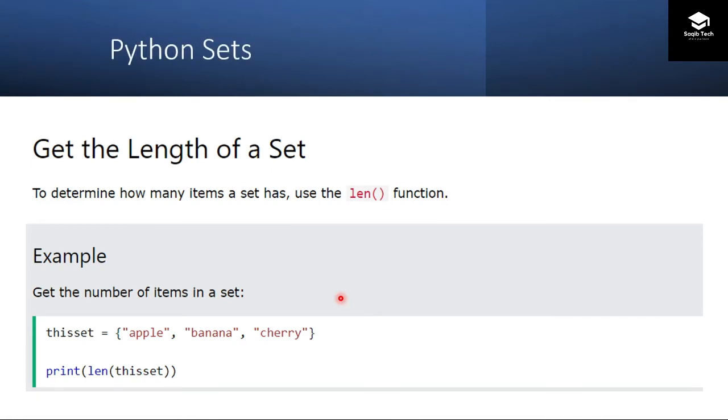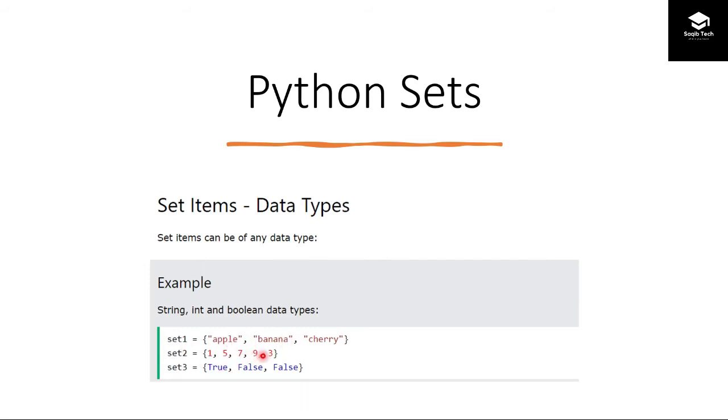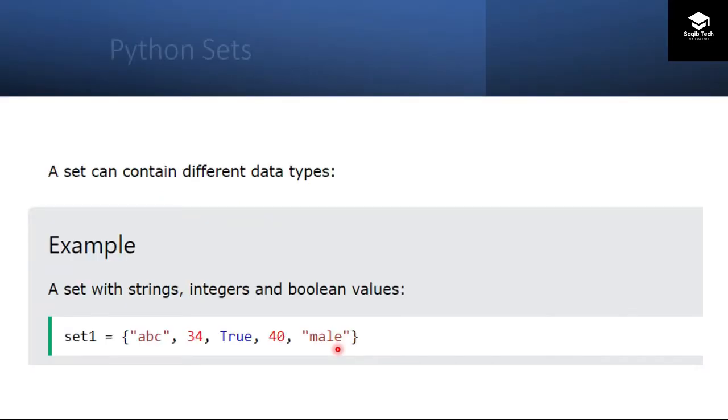How to get the length of a set? Similarly, the len function, like we used in other data structures. The len function is used to print the length of any data structure. That's simple. Python set items can have different data types, like string, integer, and boolean true false. We can also have mixed data types, like string and number, in different mixtures. Like this, you can see a set can contain different data types, like set1 is equal to abc, 34, true and so on.